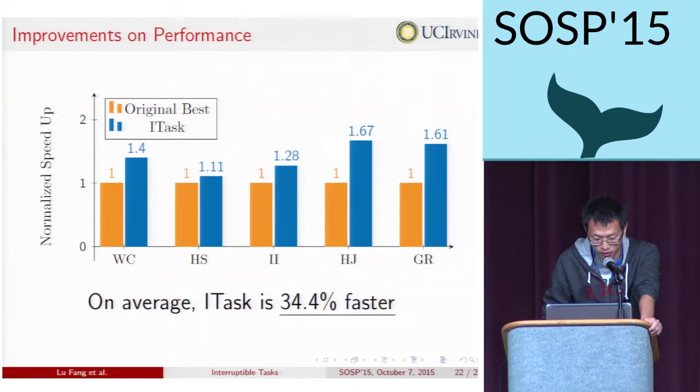The reason we are fast is, first, we reduce GC effort. Second, we can dynamically change the parallelism degree to achieve better performance.